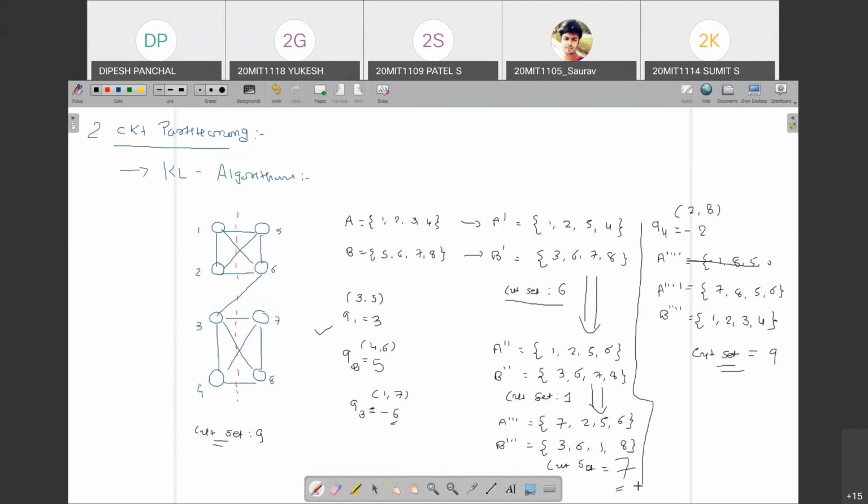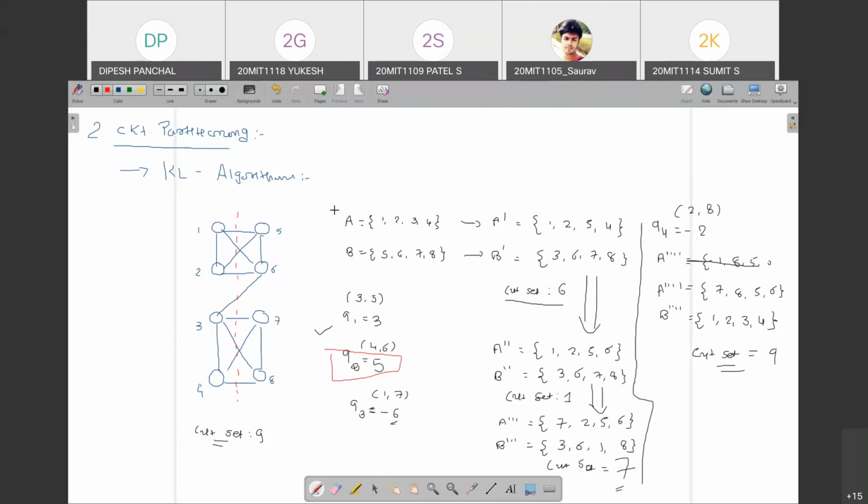So you have to select the maximum gain, which is 5. You can see it is G2 equal to 5. And Sivan, one of the students in your batch, did this and selected 5 as the maximum gain. Out of all other numbers, 3, -6, and 7, G2 is the maximum value, 5. So you have to interchange 4 and 6.